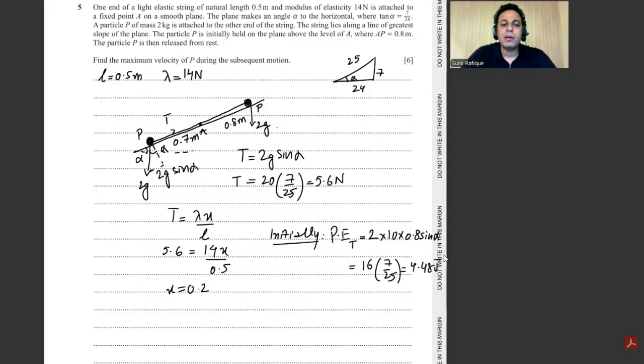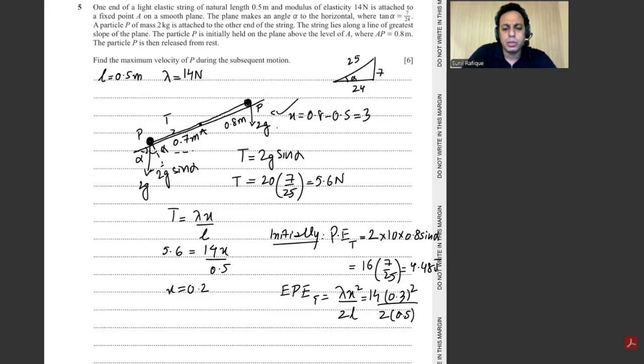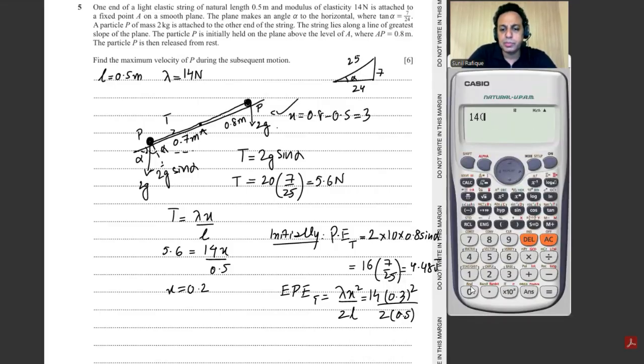Okay, so now we figure out what is the elastic potential energy at the top. For that, I use the formula lambda x squared divided by 2L. We need to check: 14 is the modulus of elasticity. The initial extension is 0.8 minus 0.5, which is 0.3, x in this case. So that's going to be 14 times 0.3 squared divided by twice 0.5, which is just 1. So I can do 14 times 0.3 squared, and that will be 1.26 joule.